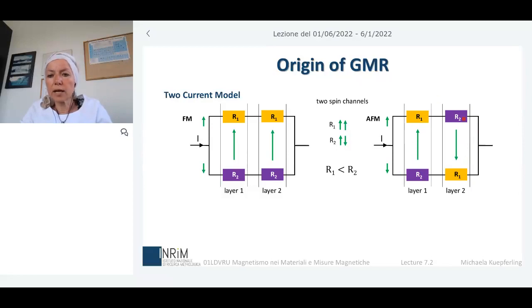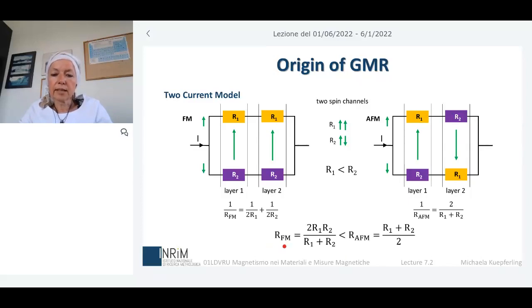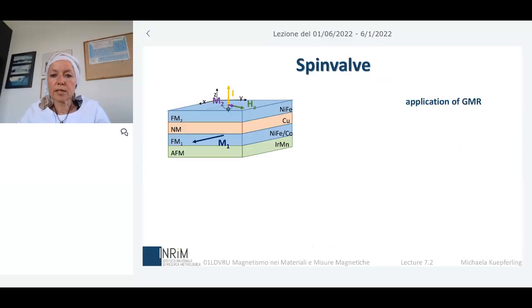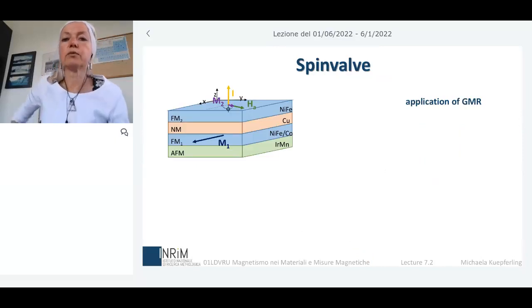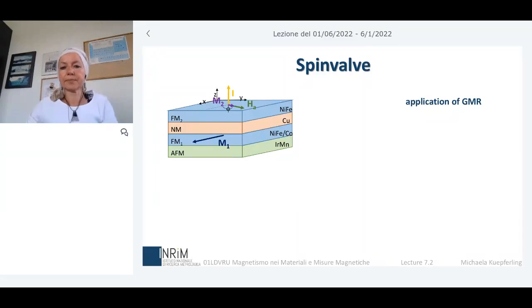And in the antiferromagnetic situation, anti-parallel situation, we have both resistances mixed. We have on one spin channel always both resistances. If then we calculate simply the parallel of these electrical circuits, we find immediately that the resistance of the ferromagnetic state with respect to the antiferromagnetic state or antiparallel state, of course, has to be smaller. So this immediately describes us what we found also experimentally.